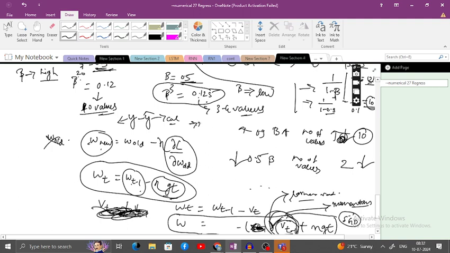Same calculation, how? x1 w1, x2 w2, x3 w3. What is this w1, w2, w3? These are the new weights. So then your y hat will change. When it changes, the error is expected to reduce. When the error is expected to reduce, it will try to reach the global minimum.